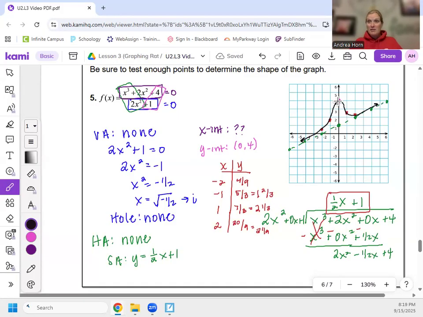Okay, so this is a completely funky, crazy one. That doesn't mean that it's not a rational function. It is a rational function. We have a polynomial on top, we have a polynomial on bottom. It just has a lot of really weird characteristics, and that's okay.